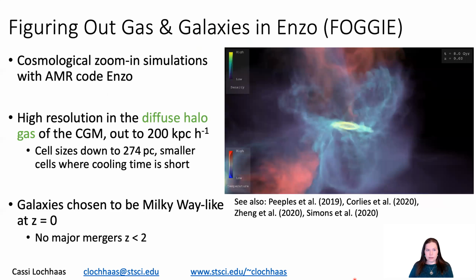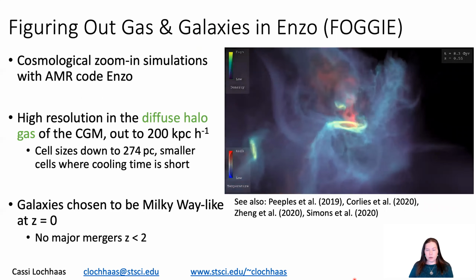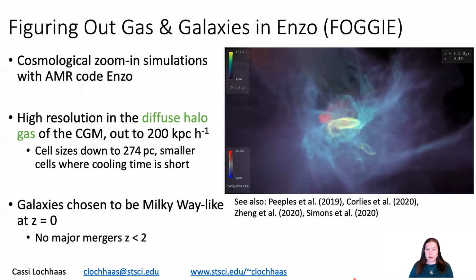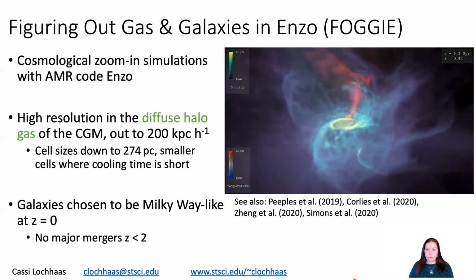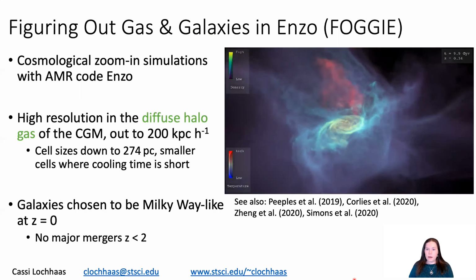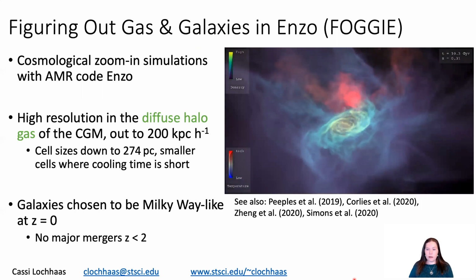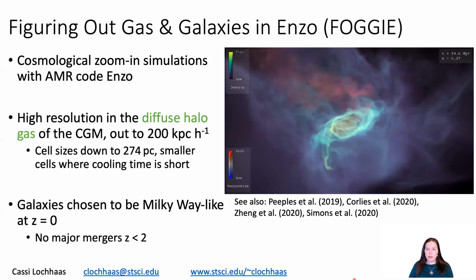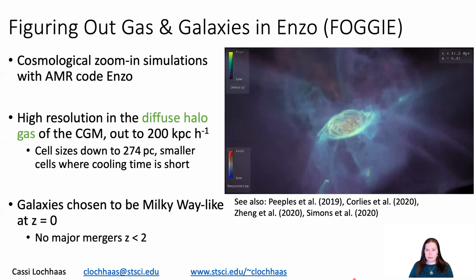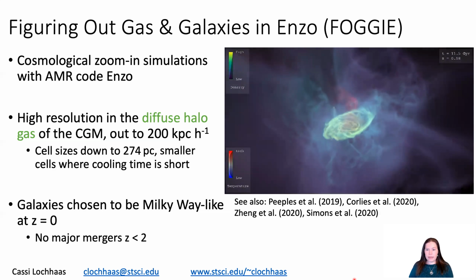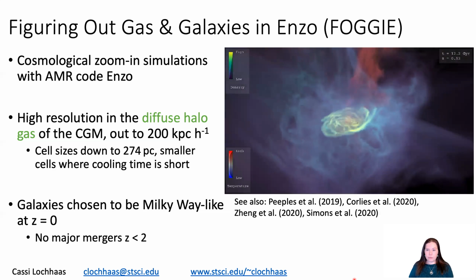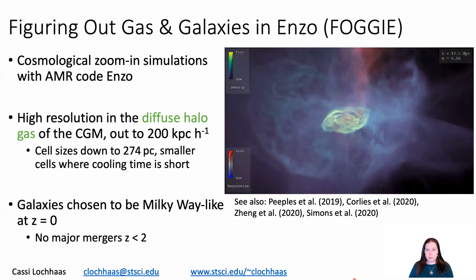So in order to explore this, we use the Figuring Out Gas and Galaxies in Enzo, or FOGGIE, simulations. These are cosmological zoom-in simulations run with the AMR code Enzo, where most of the resolution is placed in the circumgalactic medium where the diffuse halo gas lives, within about 200 comoving kiloparsecs from the central galaxy. The cells in this region can get down to 274 comoving parsecs in size and tend to be smaller wherever the cooling time of the gas is very short. The galaxies are chosen to be roughly Milky Way-like at redshift 0 and to have no major mergers below redshift 2.